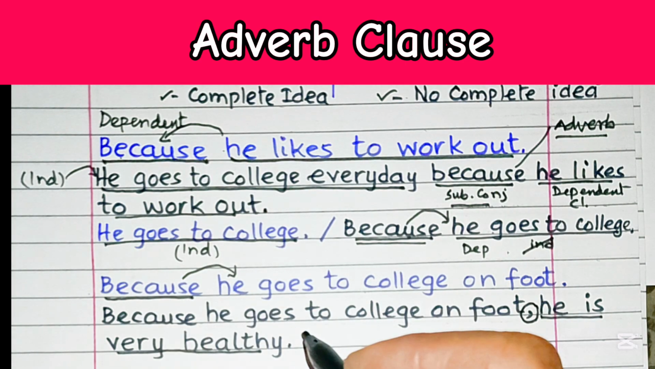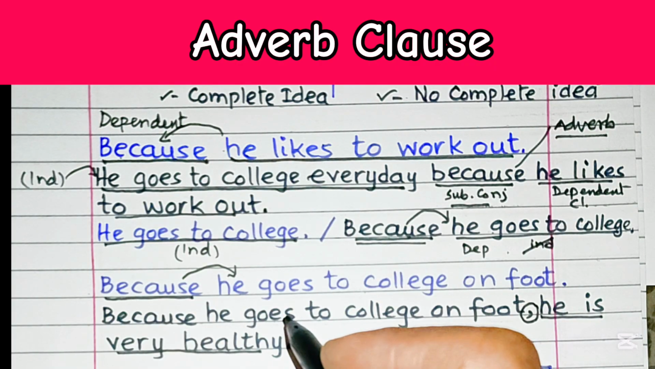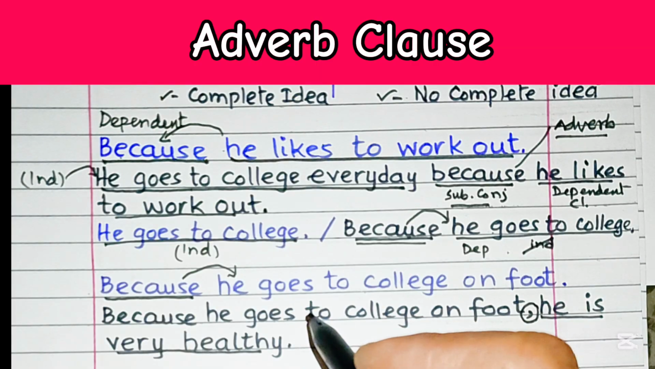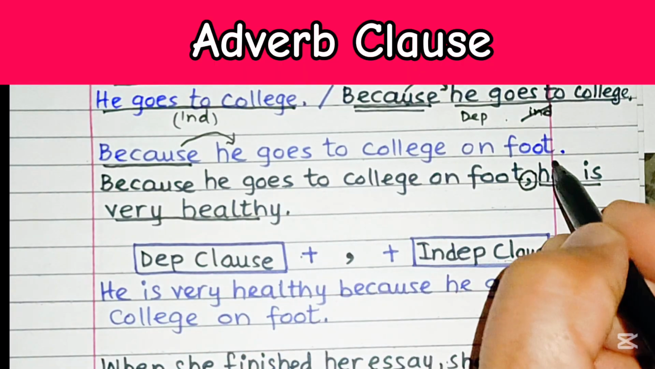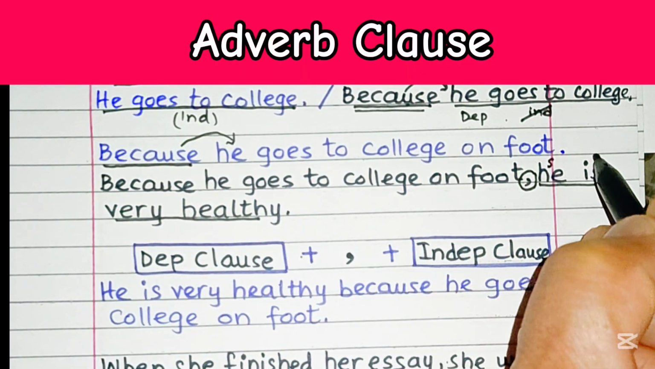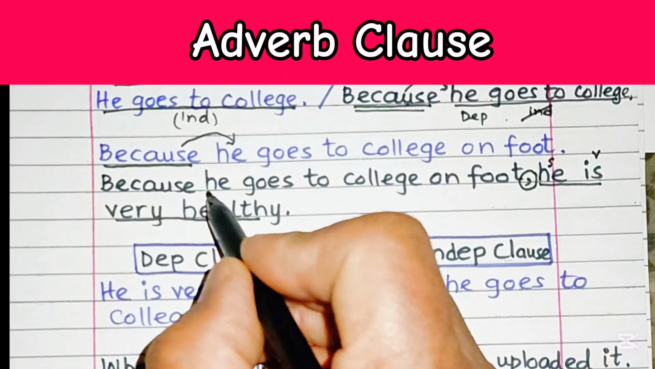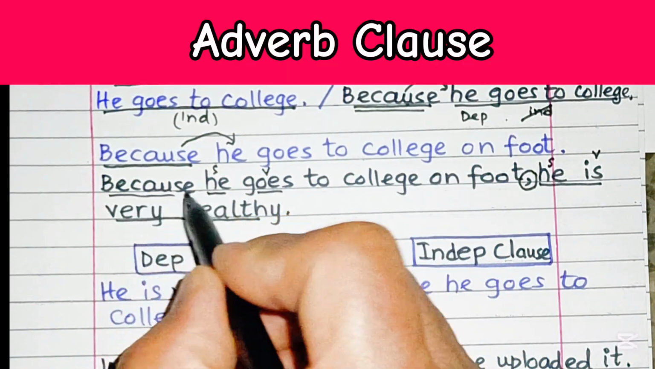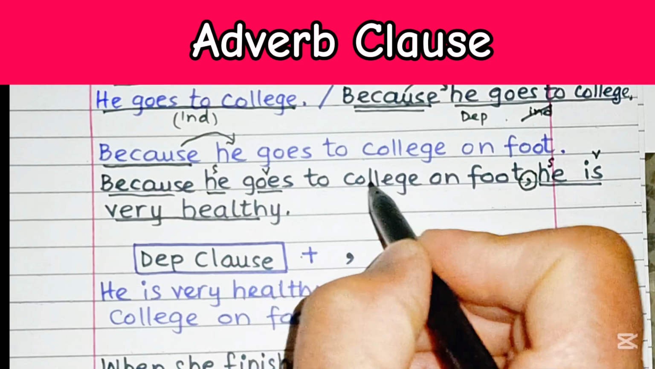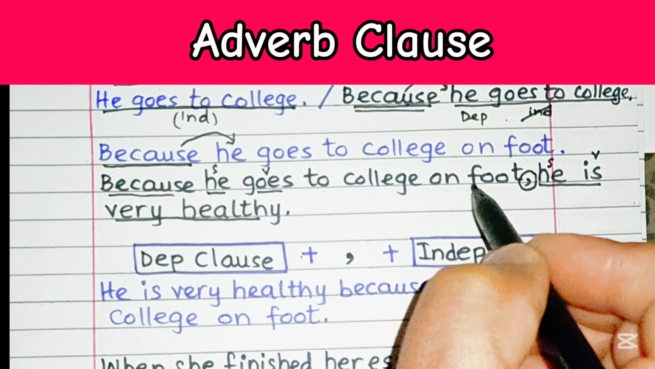So punctuation is added. Because he goes to college on foot, we need an independent clause to complete this sentence by adding a subject and a verb. So this is going to be the subject and this is going to be a verb. But over here, this is the subject and this is the verb. And once we add because to this particular clause, he goes to college on foot, this is an independent clause.